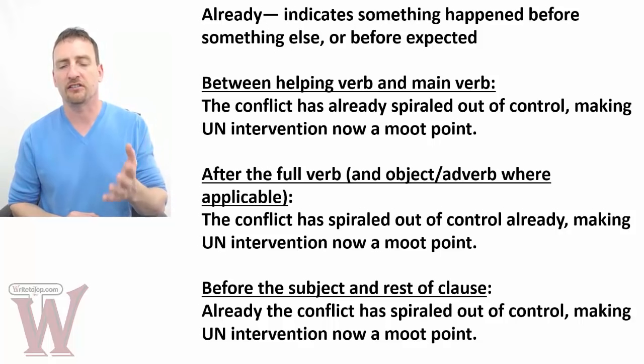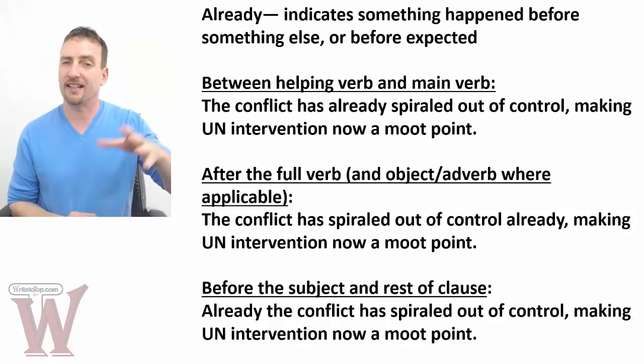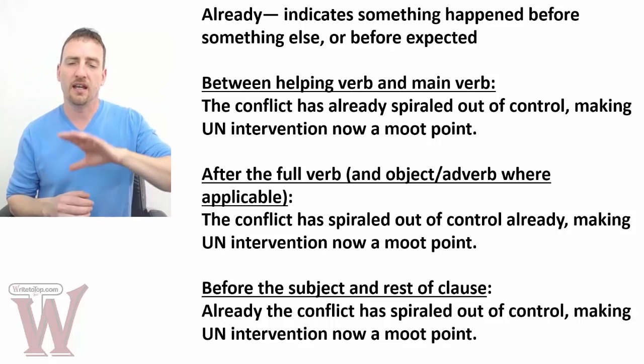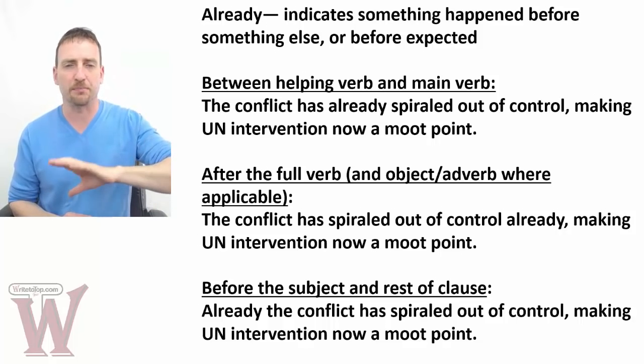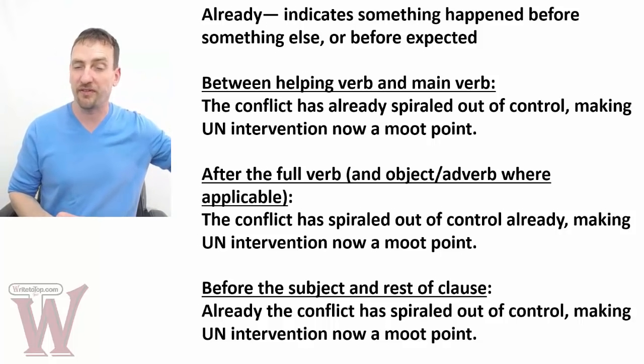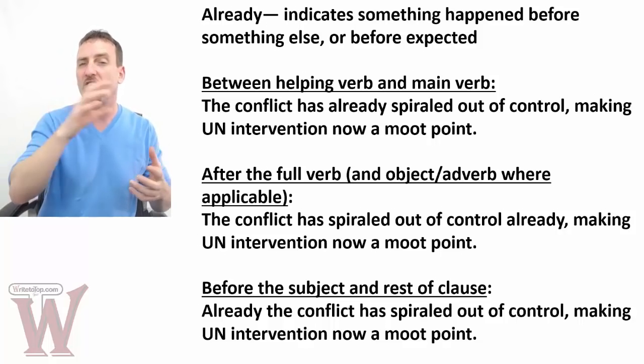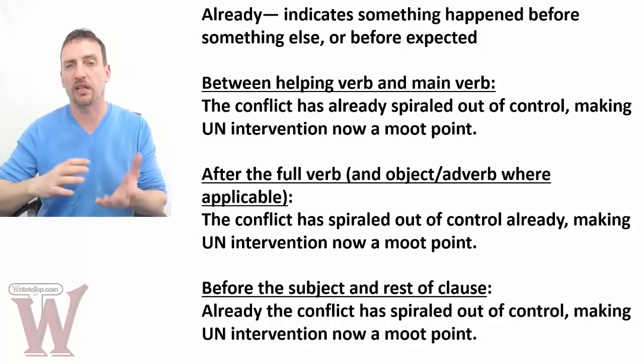The conflict has spiraled out of control already. So now a little bit more focus on the out of control. And if you're putting it at the beginning, already the conflict, then you're talking about the whole situation as basically expected before anything. And whatever came before, the sentence that came before this one has a bit more emphasis on that relationship between the two.